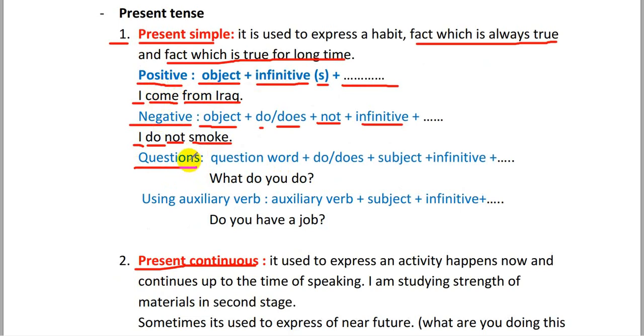Questions. We can use two methods for questions, either using question word or auxiliary verb. For question word, the rule is question word do or does, subject المفعول به, infinitive in the completion of the sentence. For example, what the question word, do the auxiliary verb, you do. You is the subject, do the infinitive. Here the main verb is do. The auxiliary verb is do as. That means sometimes auxiliary verbs works as main verb and as auxiliary verb.